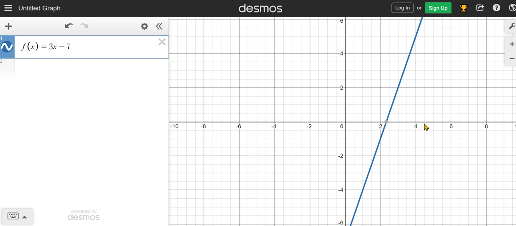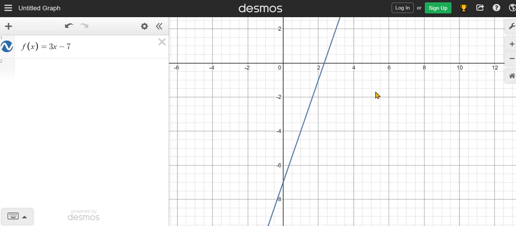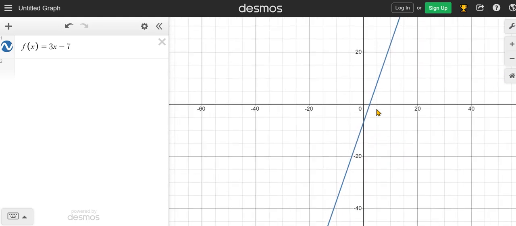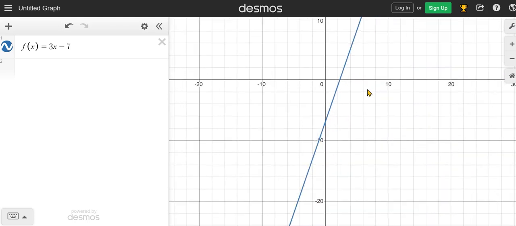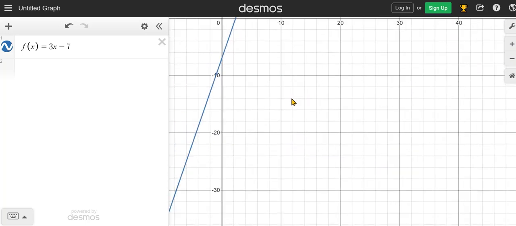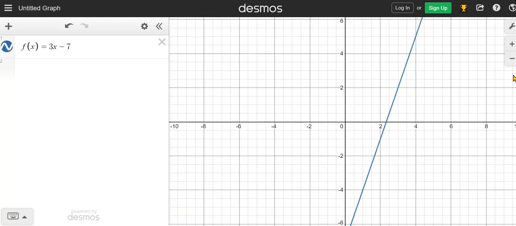Now, once again, I can left click on my mouse, hold it down, and I can move this line around so I can see it. I can use the mouse to scroll out for a wider view or scroll in for a bigger view. And if I get kind of a weird view here and I want the standard view back, I can just go over to the little house over here and left click on it. Boom, and I have my standard view back. So this is in functional notation, and this is a linear equation.